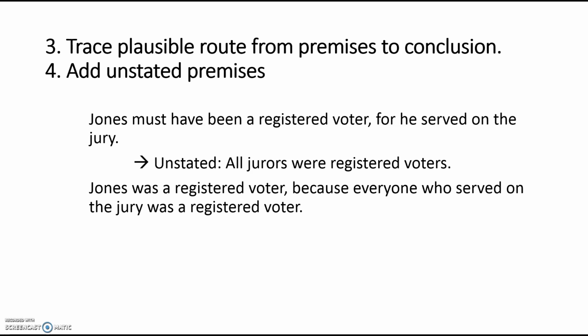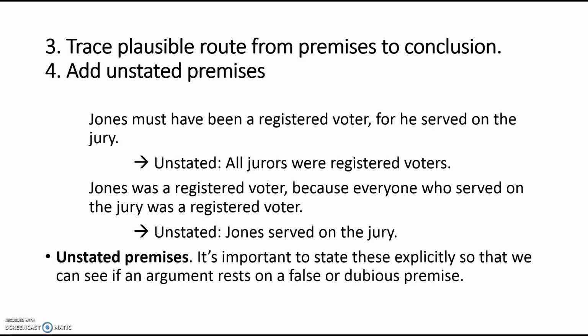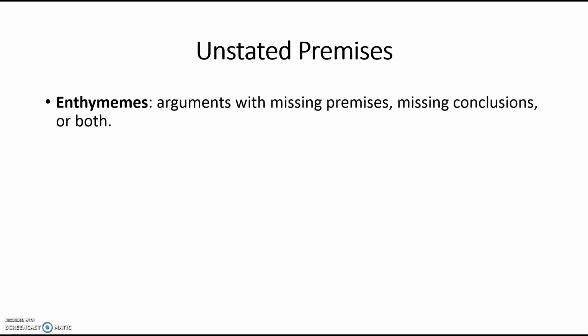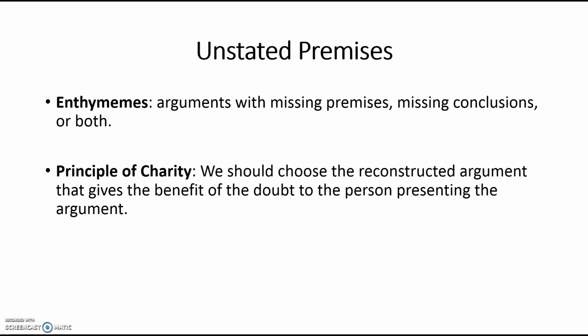Or take this one, for example. The unstated premise was that Jones served on the jury. Now, it's important to state unstated premises explicitly so that we can examine them and see if they're believable or not. An argument that has missing premises or a missing conclusion or both is called an enthymeme. Technical term, I don't care if you know it or not.